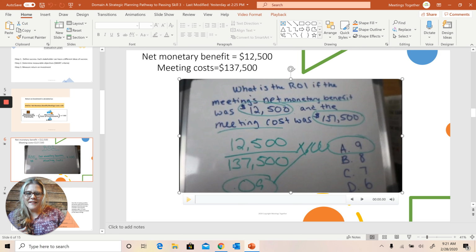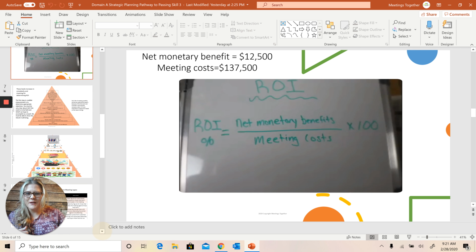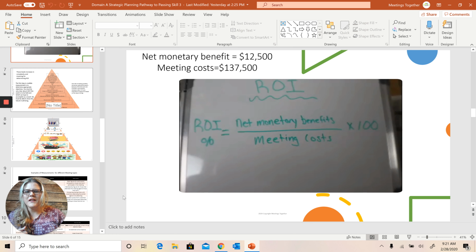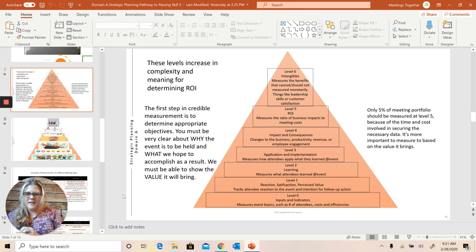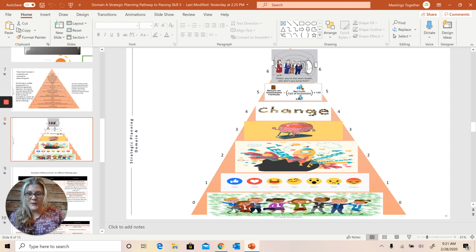All right, let me show you this real funny. Speaking of pictures and our brains learning in pictures, this right here is the Phillips ROI, showing the 6 levels of how to measure event success. For the exam, you have to know all the levels and what's included in each level. So sticking with the picture theme, I created my own little triangle pyramid to help you memorize the levels. Level 0 is your measurement of the event basics, like number of attendees and costs.